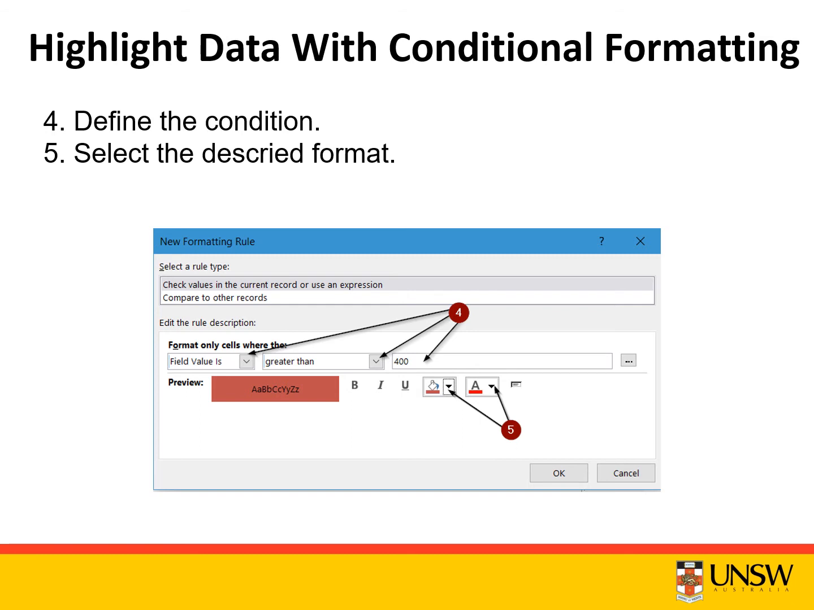In the new formatting rule, you should add a condition. For example, the values that are greater than 400. Then you should choose the format, such as the background or the font color. Watch the conditional formatting demo in the next slide.